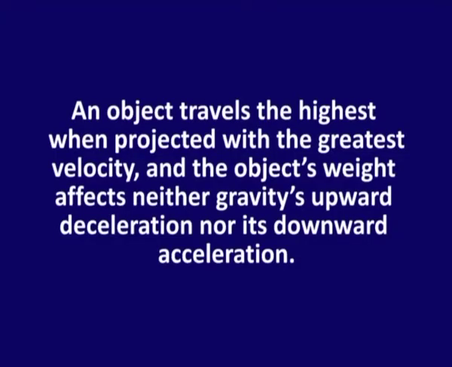Moreover, the direction and magnitude of the object's acceleration due to the force of gravity are constant, while the direction and magnitude of changes due to air resistance are dependent on the object's speed and direction. An object travels the highest when projected with the greatest velocity, and the object's weight affects neither gravity's upward deceleration nor its downward acceleration. The object's weight, however, is a factor in calculating the net force acting on the object's vertical movement through the air.